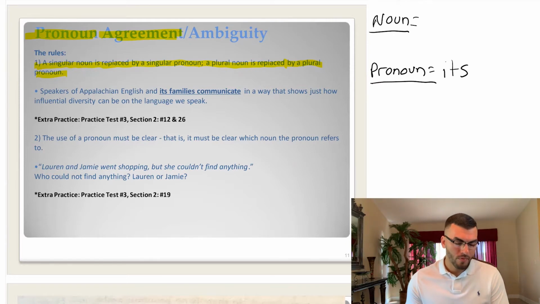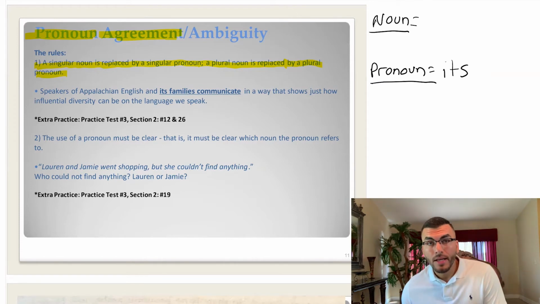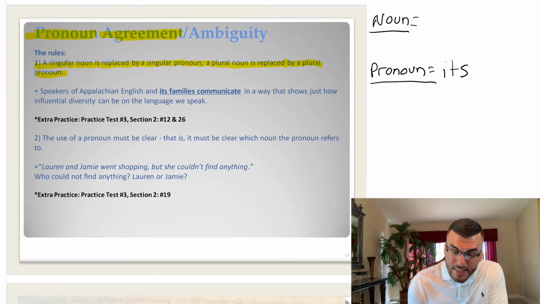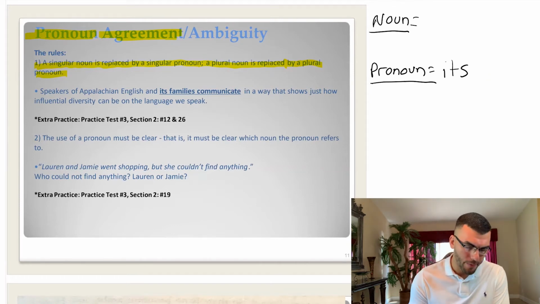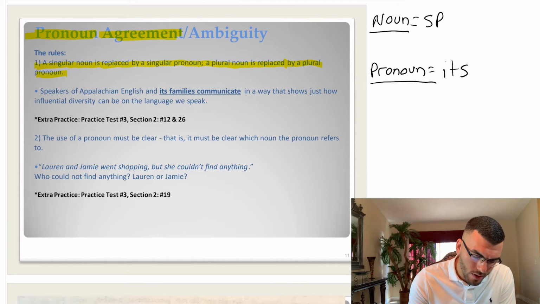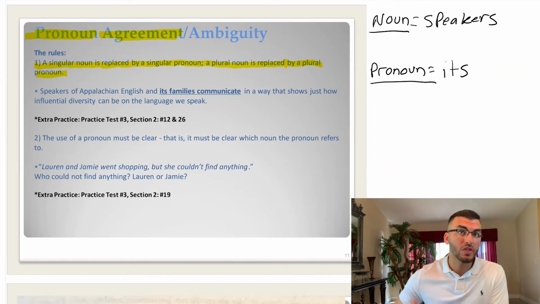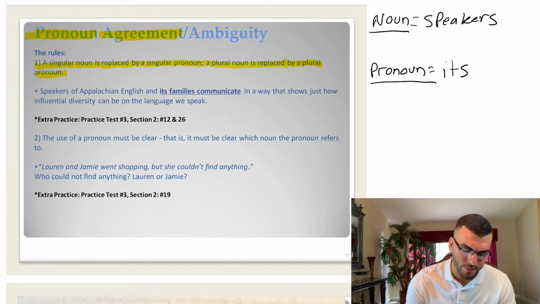Its. Its is the pronoun. Its is replacing a noun. It's referring to something. It's a person, place, or thing. Who or what is the word its replacing? What noun is this pronoun replacing? Its families communicate. Whose families communicate? Speakers. The speakers of Appalachian English and its families. So the speakers' families. That's the noun that the pronoun is replacing.